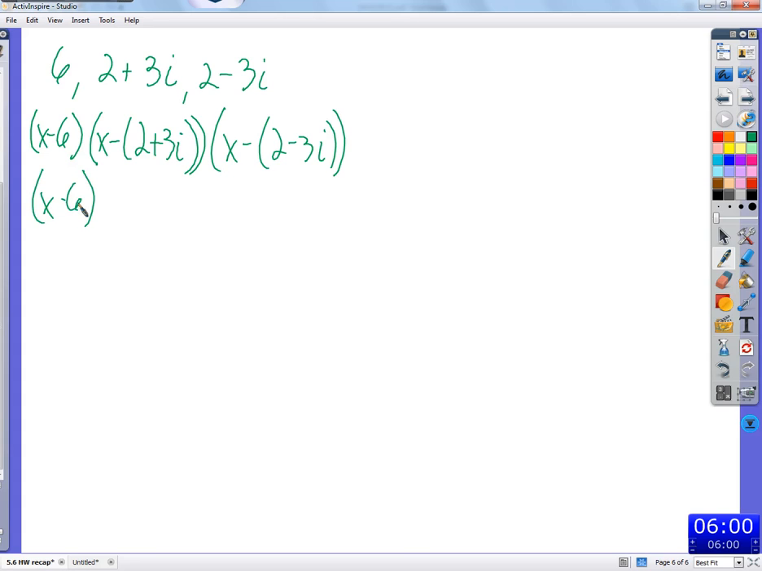First of all, I wouldn't do x minus 6 times this, because that would get messy. So let's distribute this negative in here. x minus 2 minus 3i. x minus 2 plus 3i, because the negative times negative is positive 3i. I'm going to multiply these together first.